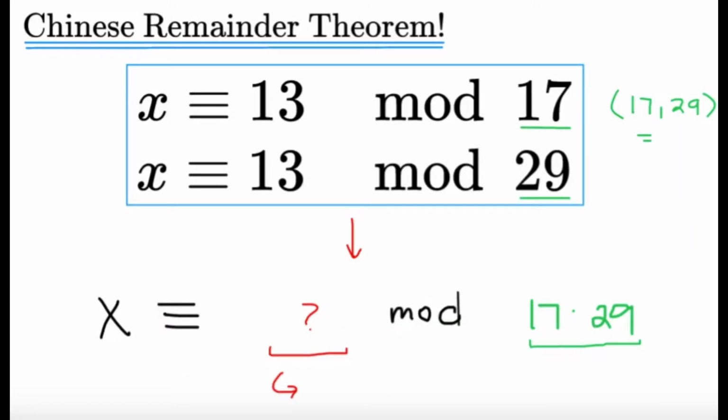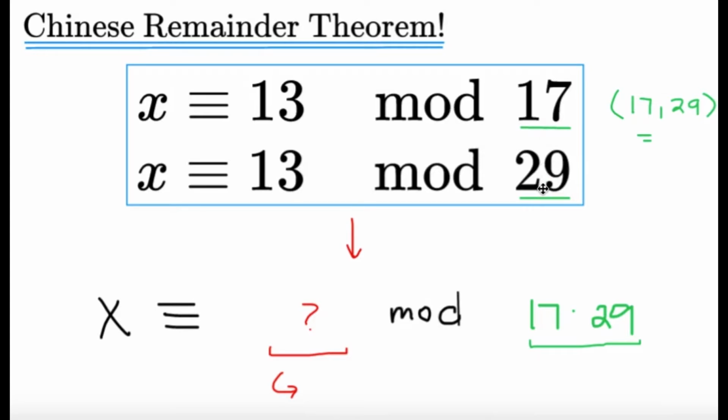So for a system of linear congruences, we typically want to use the Chinese remainder theorem, because it tells us that there is a general solution for x. x is just going to be congruent to a certain number, question mark over here, under modulo 17 times 29. Why 17 times 29? Because we simply take the product of 17 and 29, the 2 numbers we're taking the modulo of.